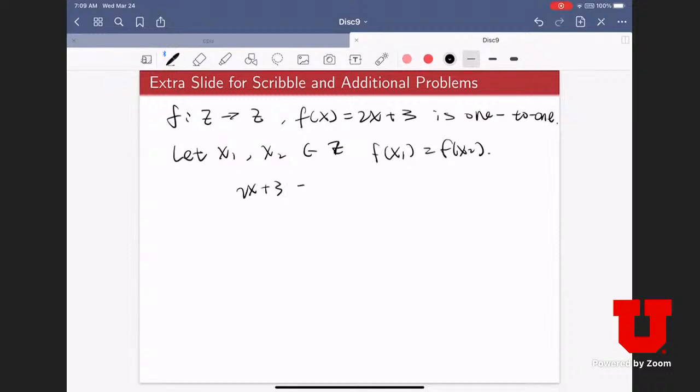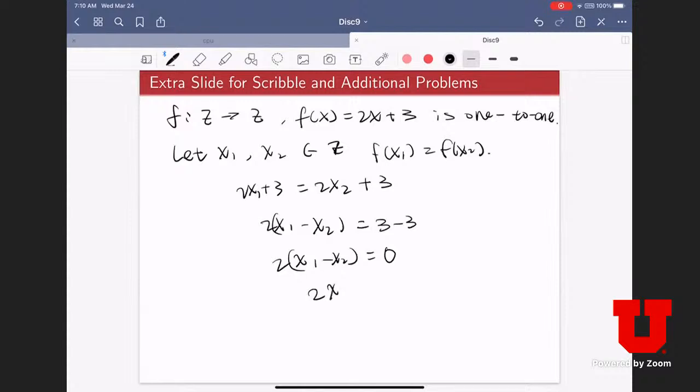So this should be straightforward. We'll just substitute this in, and then I'm going to do some algebra. All right, and then therefore f is one-to-one.